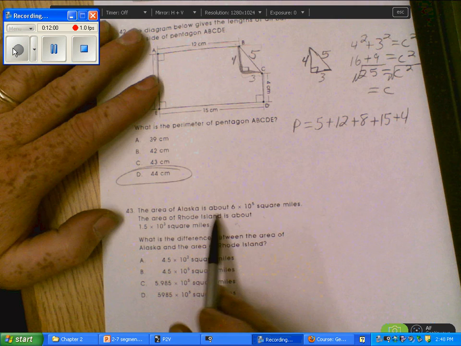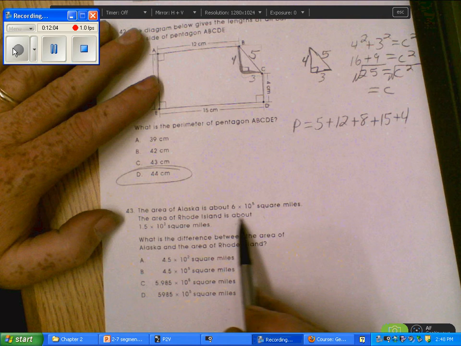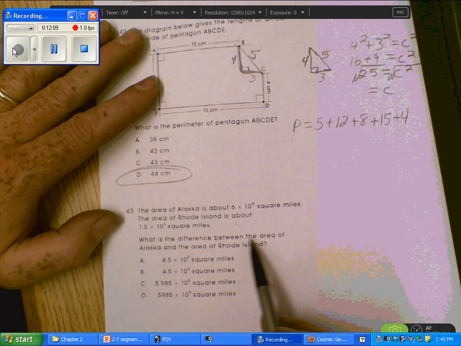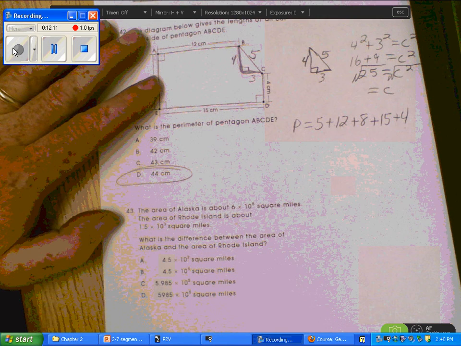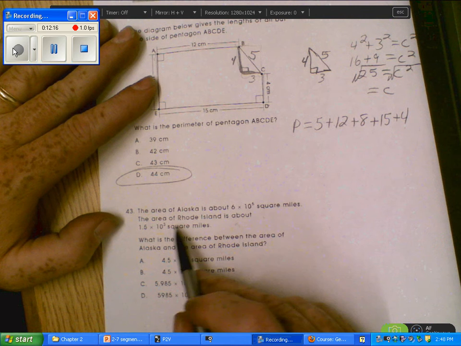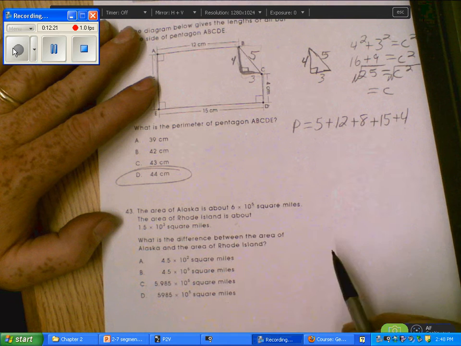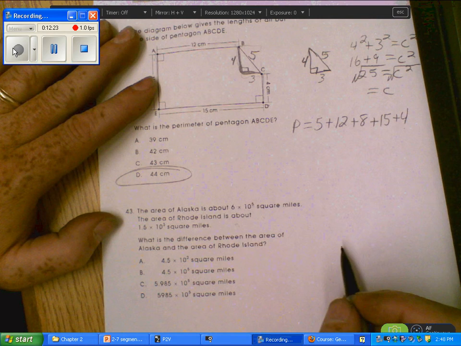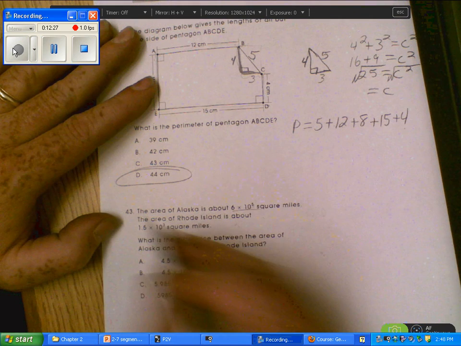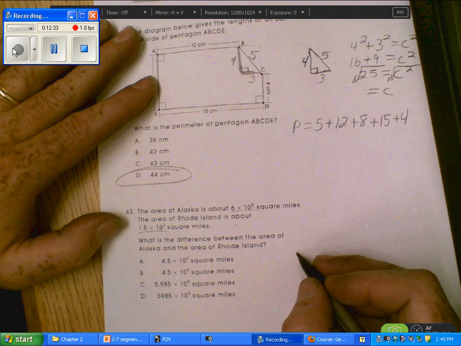The area of Alaska is about 6 times 10 to the 5th square miles. The area of Rhode Island is about 1.5 times 10 to the 3rd square miles. What is the difference between the area of Alaska and the area of Rhode Island? In science class, you probably learned that to add or subtract these, you need a common exponent. Maybe in this case, it might be best just to change both of these into standard form, then change your answer back, and that's what I'm going to do here.